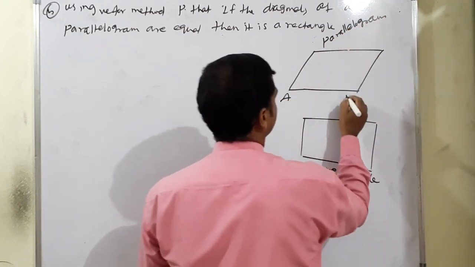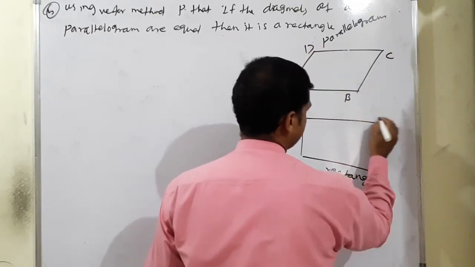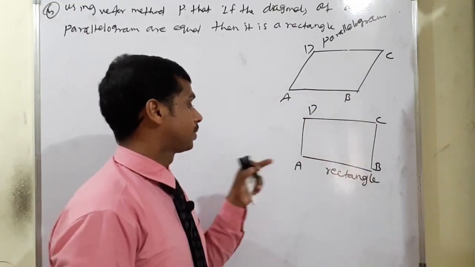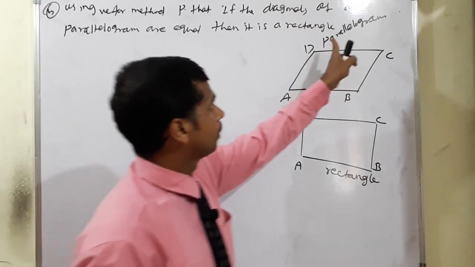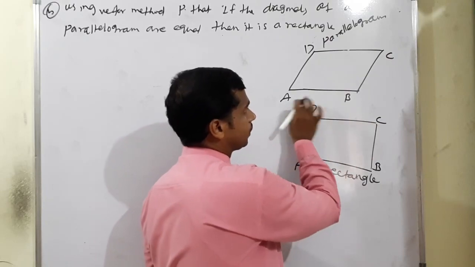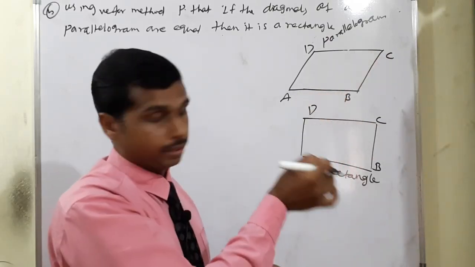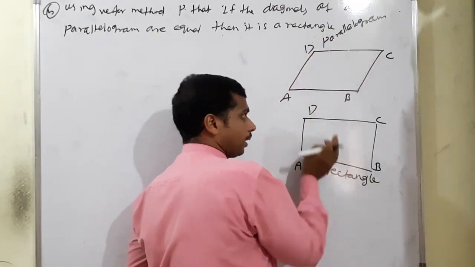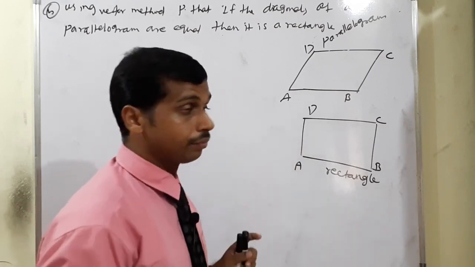Let's say A, B, C, D. First, what is the similarity? What is the same step that will come on both sides? Definitely we can say the AB length is equal to CD, as well as here also AB length is equal to CD. That is a similarity step, each and every time. In parallelogram also length CD is equal, as well as in rectangle also CD is equal. But a difference we can say, so many different steps are there.